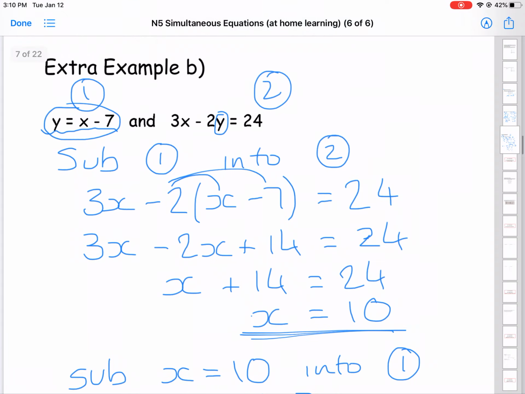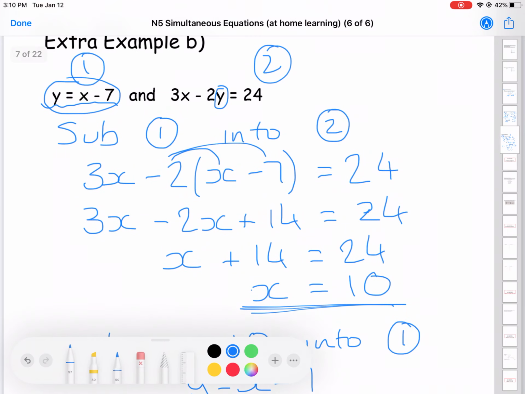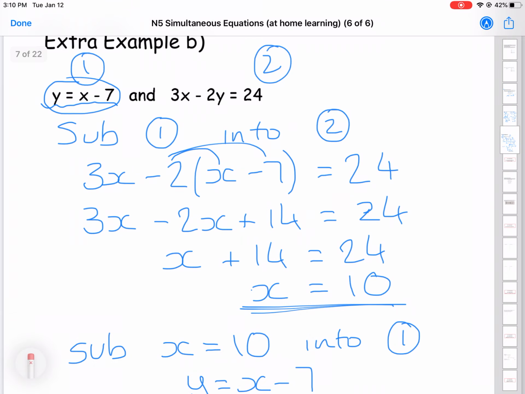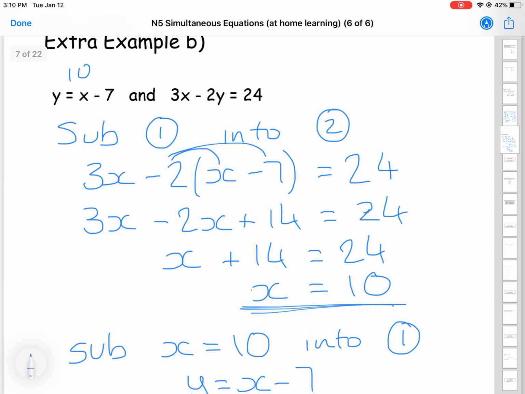Now again, that tells us that, to put it in context, if we replace both the x's and y's in both of these equations by 10 and 3, we will have the same numbers both sides once we do the calculations. So for this one, 3 times 10 minus 2 times 3, that should equal 24. Okay, so put the x and the y into the equation, we get the same number on both sides.